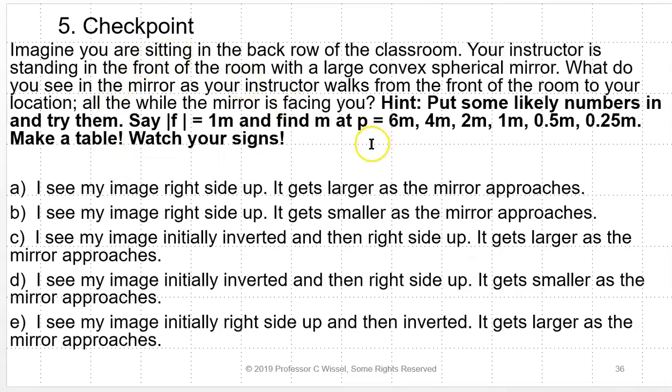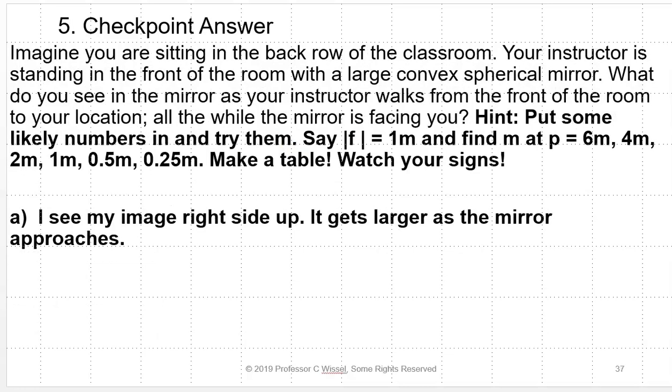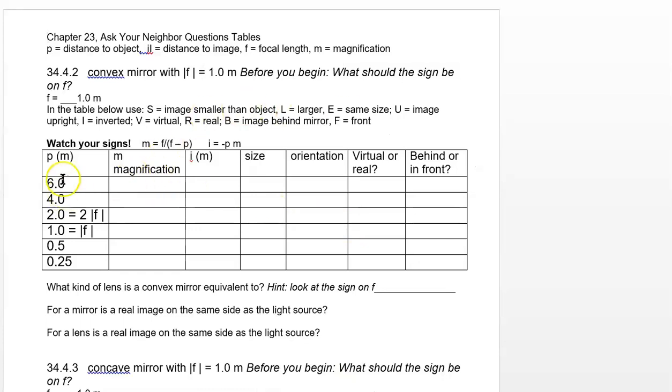Okay, so you're sitting in the back row of the classroom. Your instructor is standing in front of the room with a large convex spherical mirror. What do you see in the mirror as your instructor walks from the front of the room to your location? So we're going to put some likely numbers in and try them. What you're going to do is plug in the numbers that I give you. Okay, here they are.